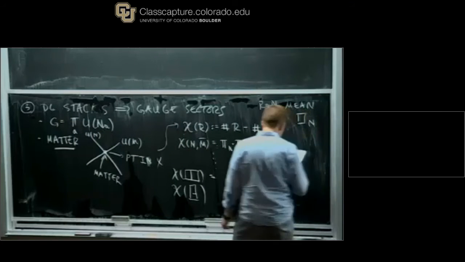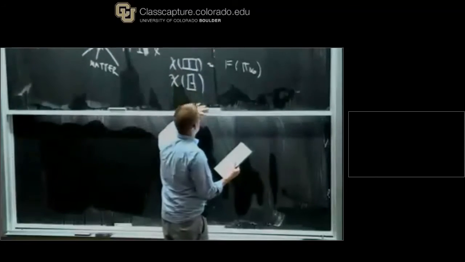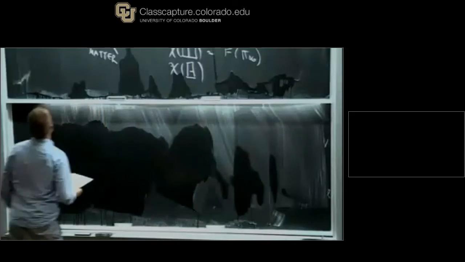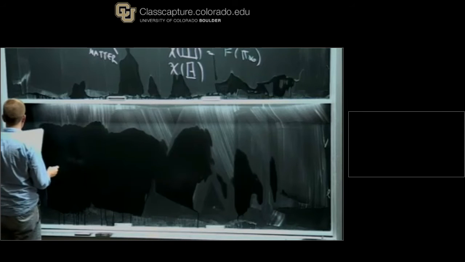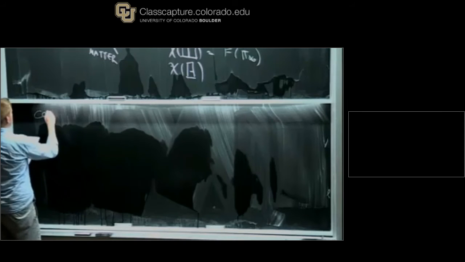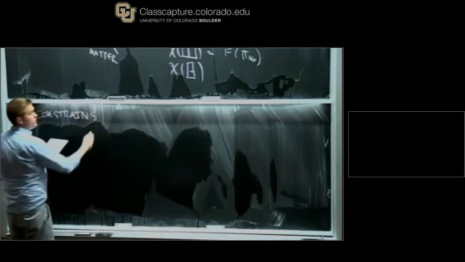OK. So let's talk about matter constraints. This is the basic setup. Before I switch gears and talk about constraints on the matter, are there any questions about the basic setup? OK, type 2A intersecting branes. All right. So, constraints on the matter. Pardon?